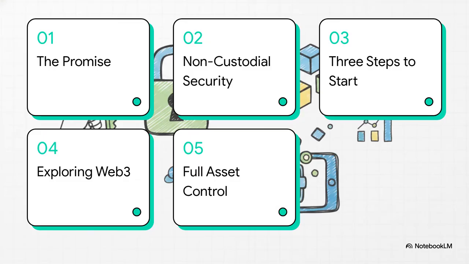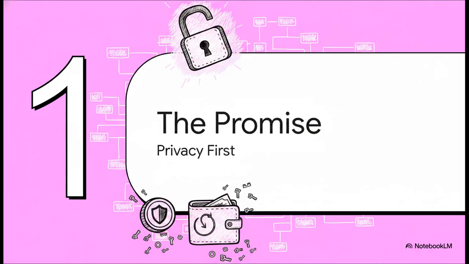So to see how they aim to pull this off, here is our roadmap for today. We're going to cover the promise of Botwallet, understanding non-custodial security, 3 steps to start, exploring the Web3 ecosystem, and finally, taking full asset control. Let's get to it. Okay, Section 1, the promise of Botwallet.